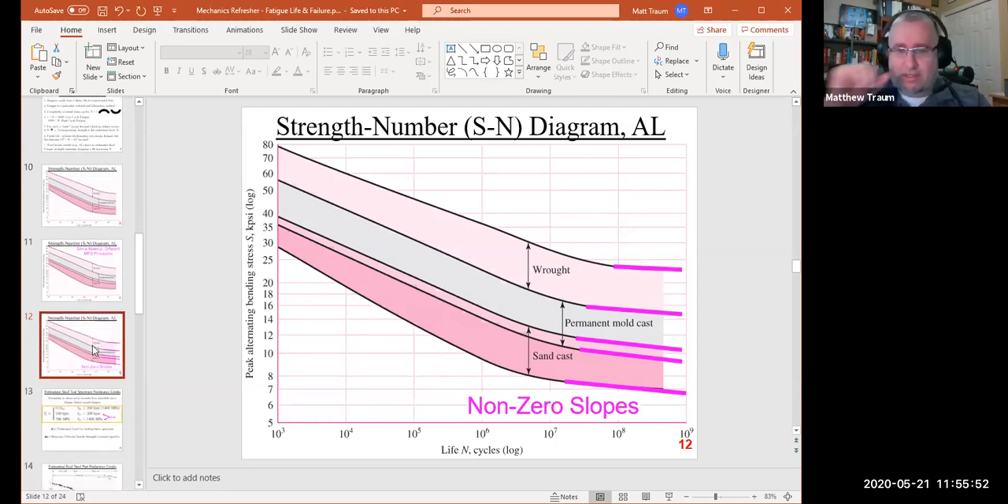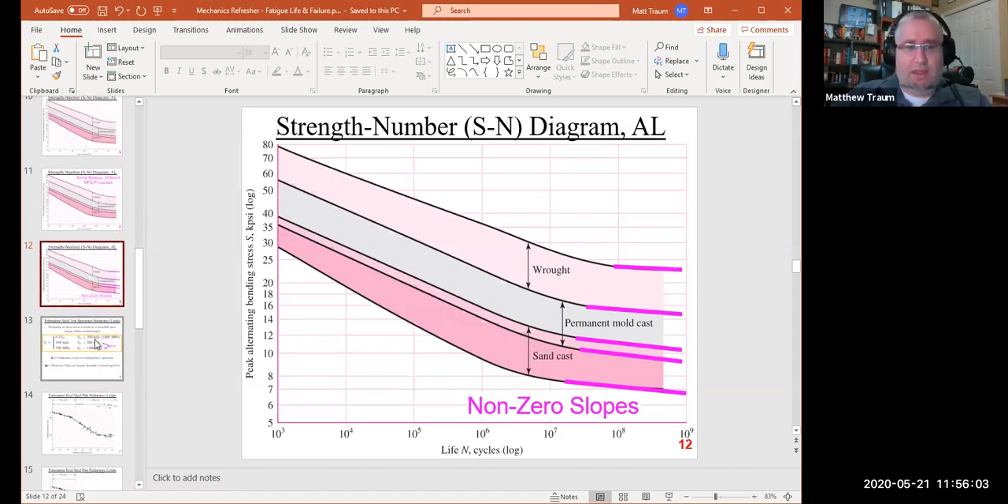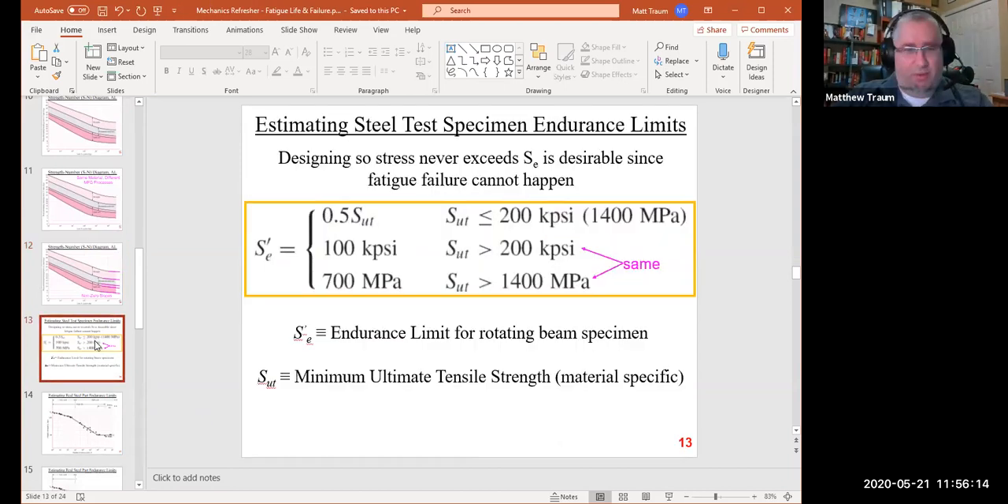Okay, so any questions about the difference between a ferrous and a non-ferrous material with respect to the SN diagrams? Good so far. Okay, all right. I'm either doing a really good job or you guys are all sleeping.